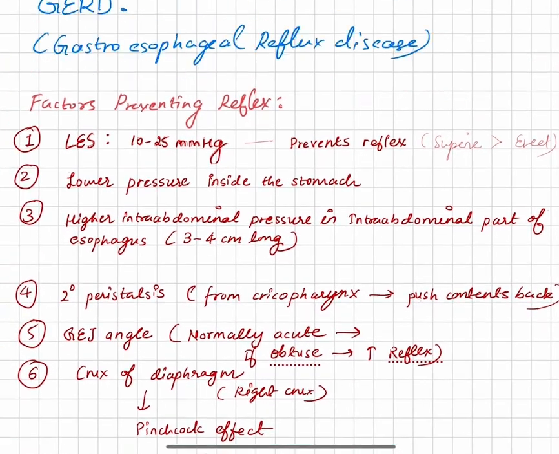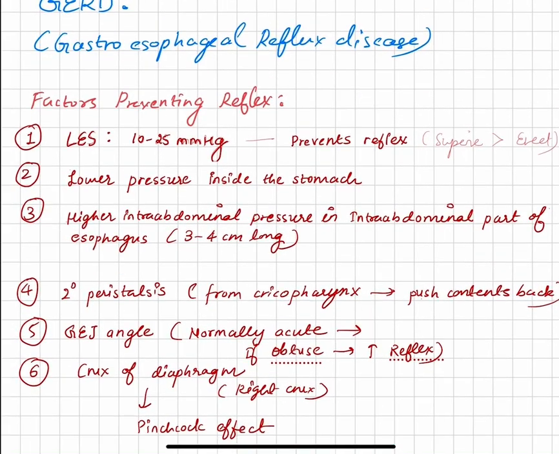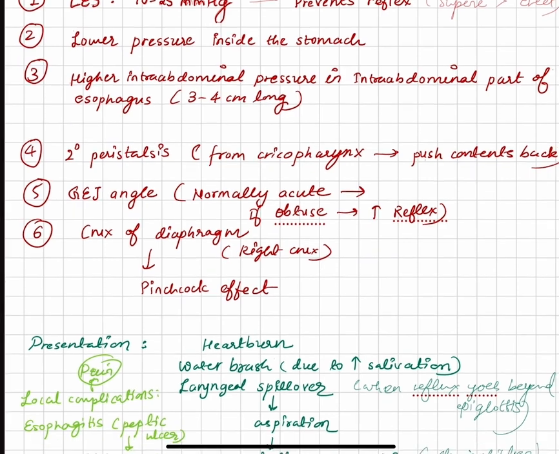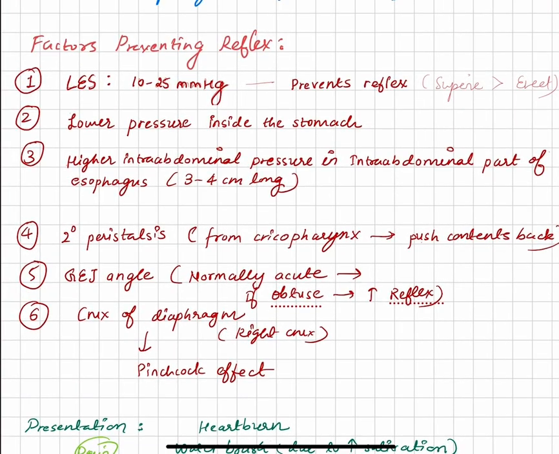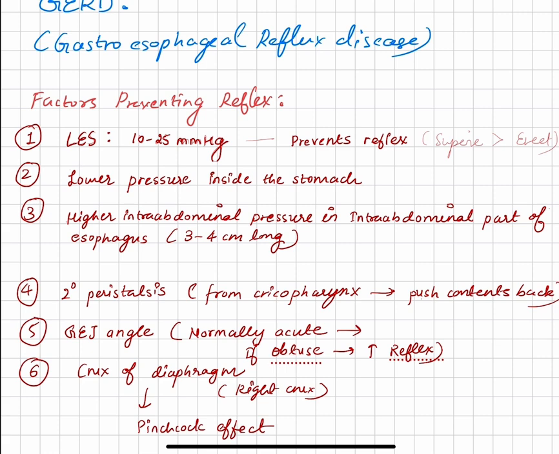Hey guys, in this video I'm going to talk about GERD, that is gastroesophageal reflux disease, which is a complication of hiatus hernia. So what are the factors that prevent the reflux? If these factors are not working properly, then we can see GERD.